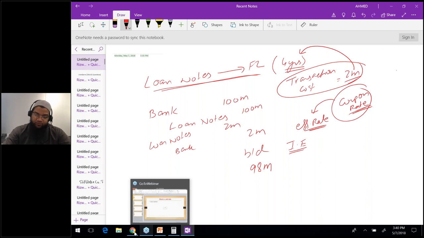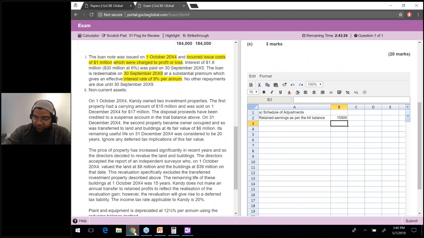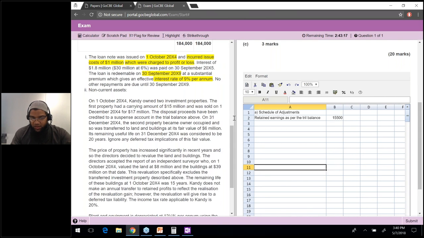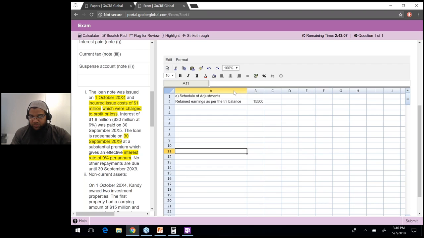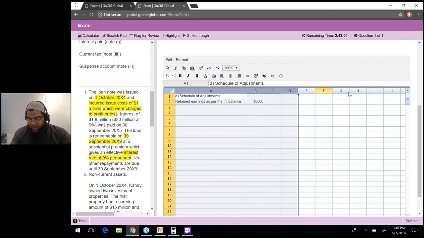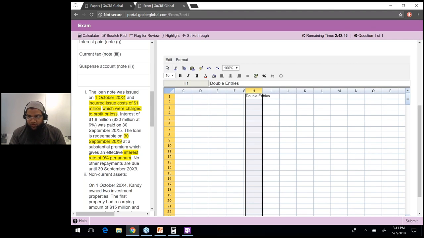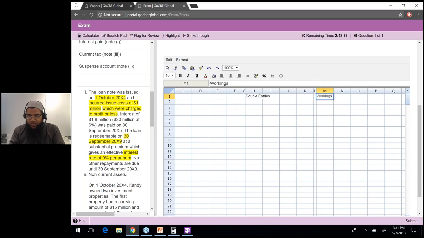So now let's move back to the question. And what you have to do is, for example, if we are writing the answer over here, I am stretching the question side onto the left. Now I will take these four columns or maybe six columns, and then I will be shrinking one column, and I will write my double entries over here. I will be using four columns for the double entries, and then I'm going to shrink one more column. And now I will be performing my workings over here.